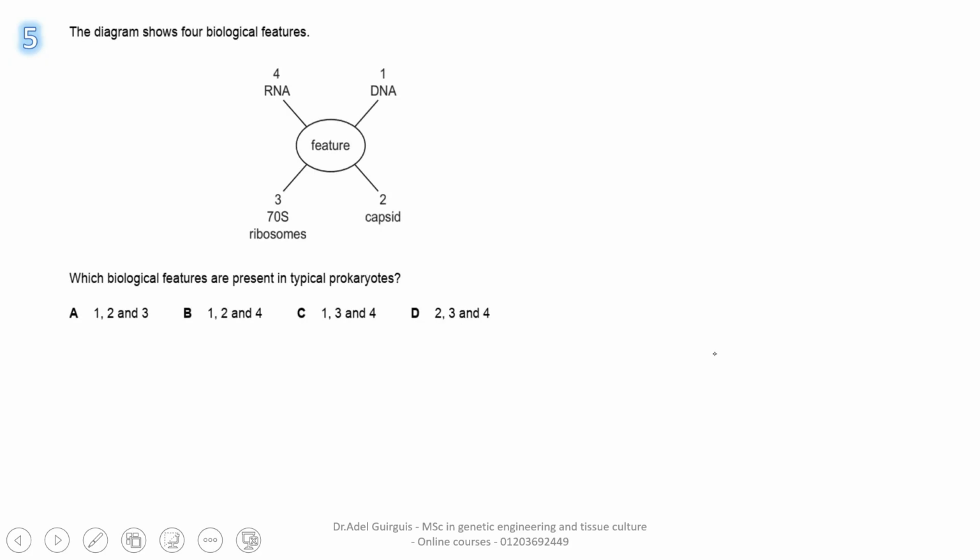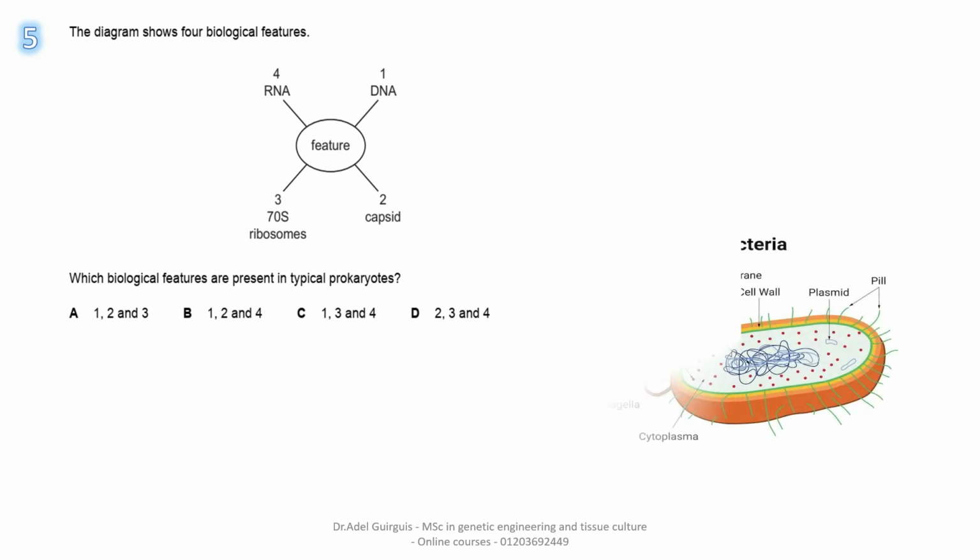Now number 5. The diagram shows 4 biological features: 1 DNA, 2 capsid, 3 70S ribosomes, 4 RNA. Which biological features are present in typical prokaryotes? Here this bacteria. Look at the bacteria. It possesses what? It possesses circular DNA, whose genes are transcribed into mRNA and several RNAs like tRNA and rRNA for protein synthesis of bacteria.